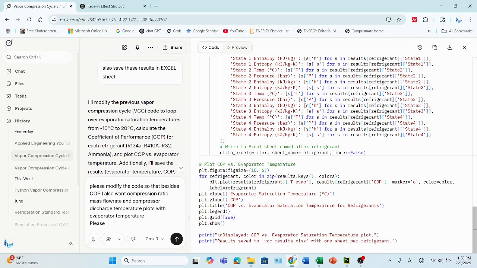Please provide all these plots in one window, so we can easily analyze all these plots and we can compare these results together. Also provide the results in an Excel sheet.